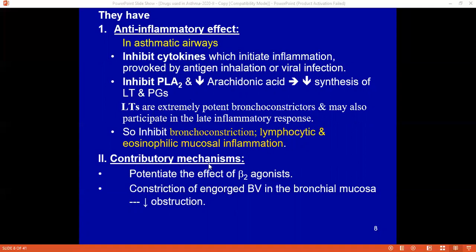A contributory mechanism is that they potentiate the effect of beta-2 agonists, when we are already using beta-2 agonist bronchodilators. Constriction of the engorged blood vessels in the bronchial mucosa is also decreased, and they help in decreasing the obliteration or obstruction to the airflow.